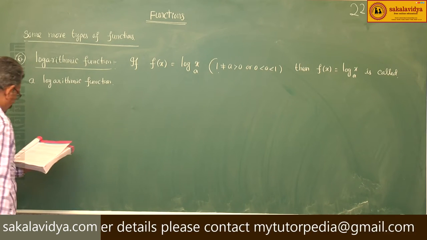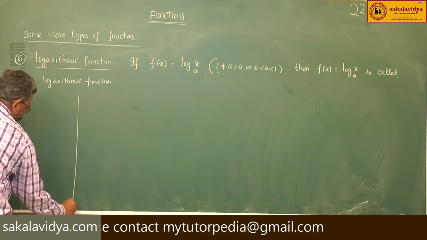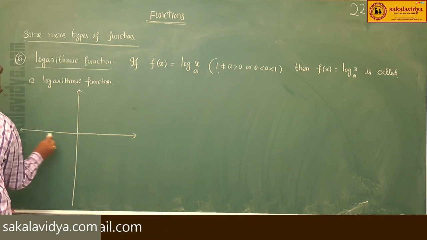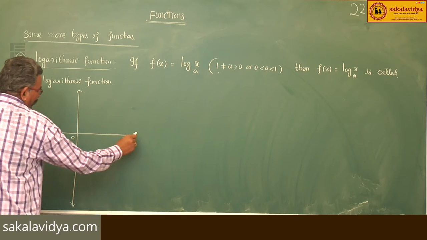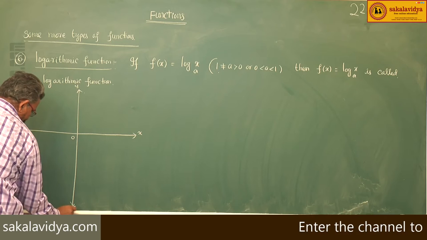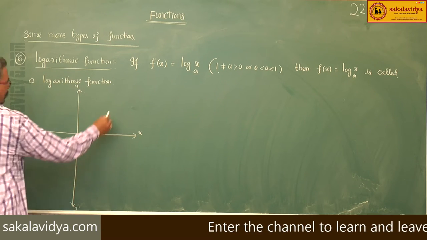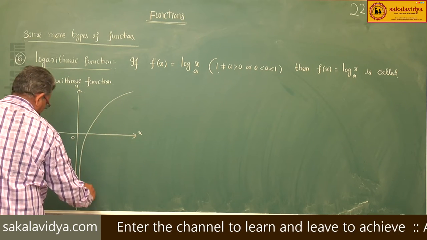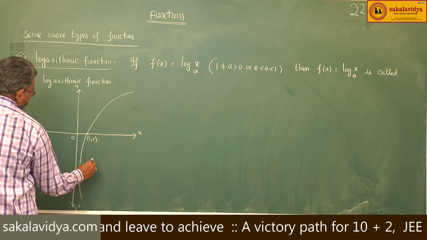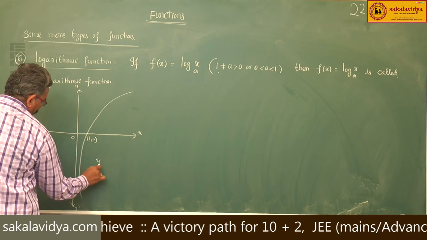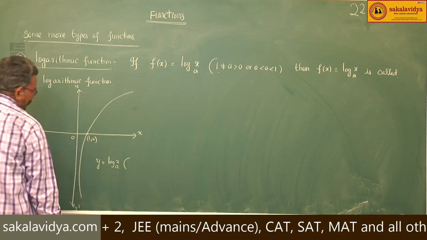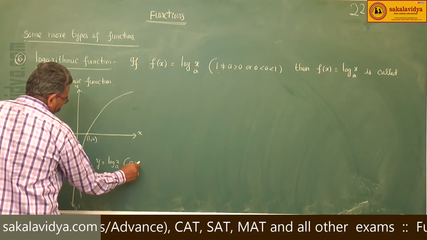So let us draw the graphs. X, x dash, y, y dash. So now this is 1, 0, it passes through. F of x is equal to, say, y, y is equal to log x to the base a graph when a greater than 1.